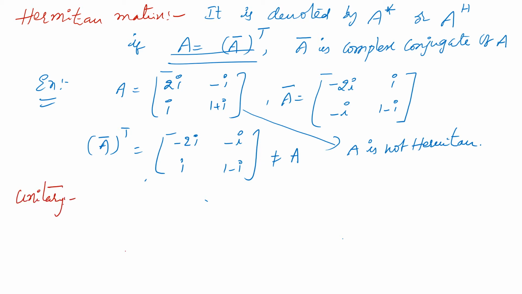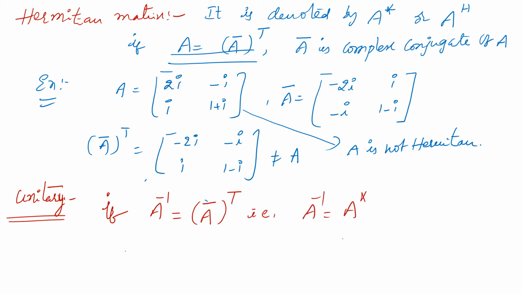Next definition, unitary matrix. And for a Hermitian matrix, you can construct one; consider your own example, where A must be equal to A bar transpose. And unitary matrix means if A inverse is equal to A conjugate transpose, that is, A inverse equal to A star, Hermitian. This is a unitary matrix. Next one, normal matrix. A matrix A is said to be normal if A into A Hermitian equal to A Hermitian into A, then matrix A is said to be a normal matrix.